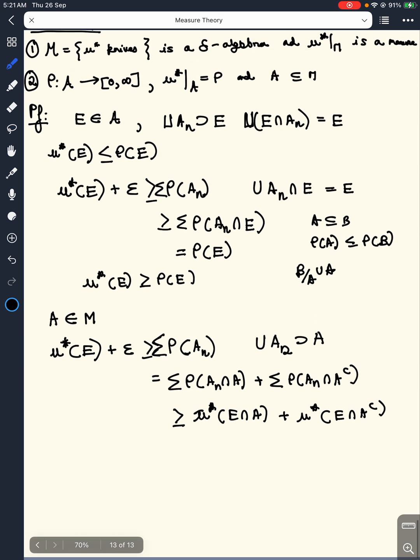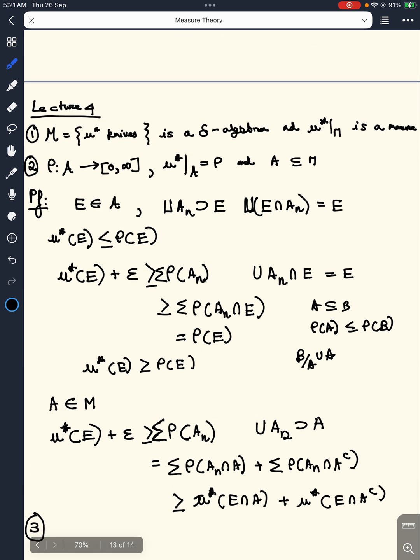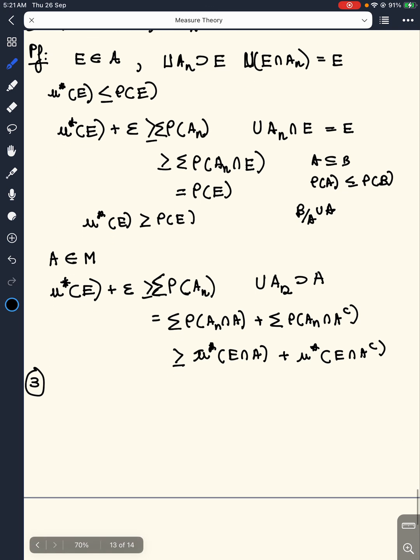Now we will prove, and we will use the monotone class theorem for it, that this is not true if it is not sigma finite. We will give an example. That is, this extension is unique up to the sigma algebra generated by the algebra.